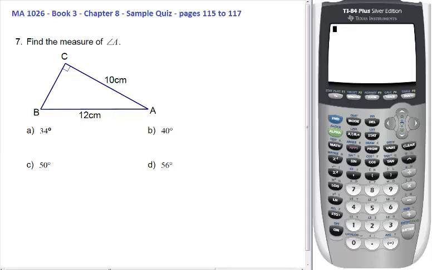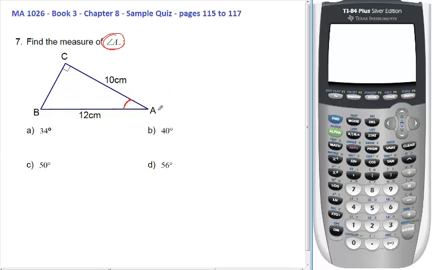Good day, students. Today we're going to look at the solution to number 7 multiple choice, part of your chapter 8 sample quiz in book 3 of your math 1026 booklets. And this one deals with finding the measure of an angle given a right triangle with two sides. Now, first thing we're going to do is figure out the sides according to the angle.